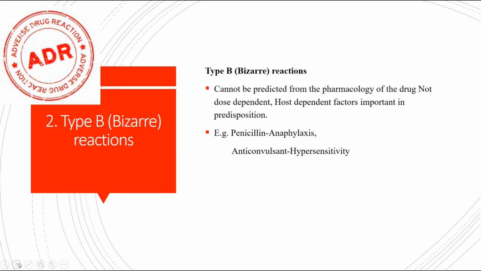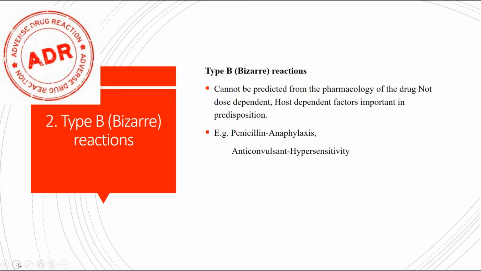Next is the type B, that is bizarre reaction. So here what is being said that the drug is not dose dependent and it cannot be predicted before. Means previously what we have seen in augmented, the prediction can be done before according to the pharmacology of the drug administered, but here as it is dose independent, so here we cannot predict what is the effect of drug, and what is extra for this, it is a host dependent factor and it is important in predisposition.